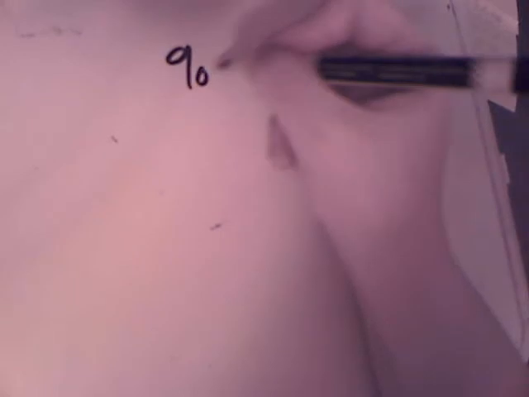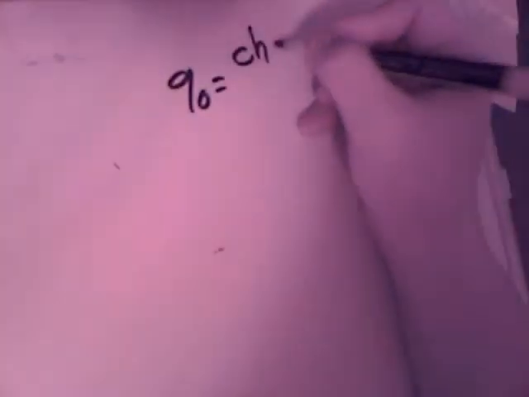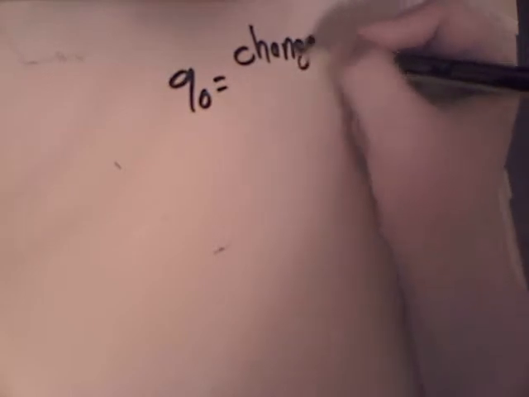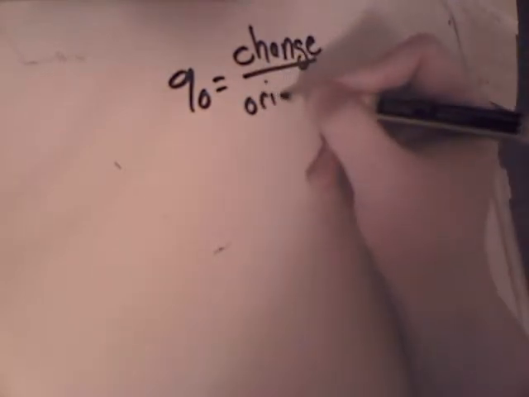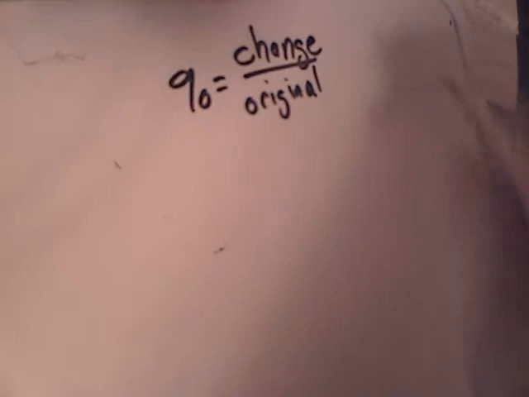This video is going to talk about the percent of change. That can be either a percent increase or a percent decrease. To find the percent of change that you're looking for, you're going to take the amount of change and divide it by the original number.